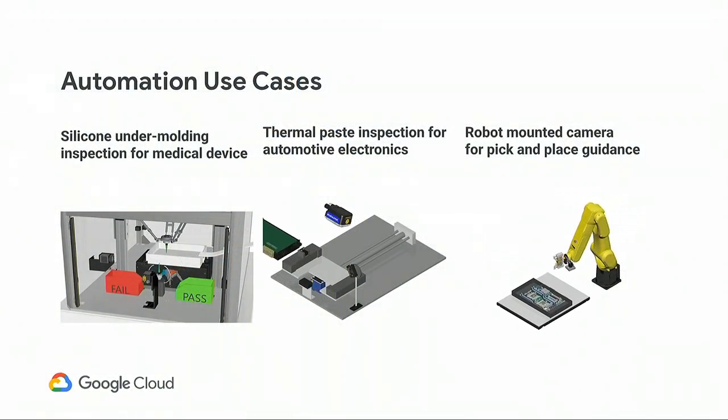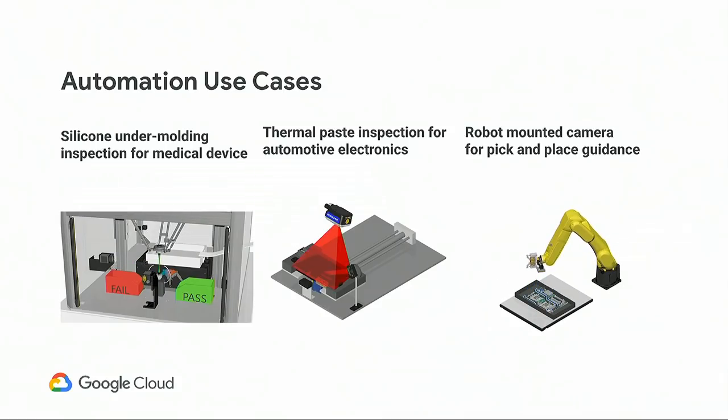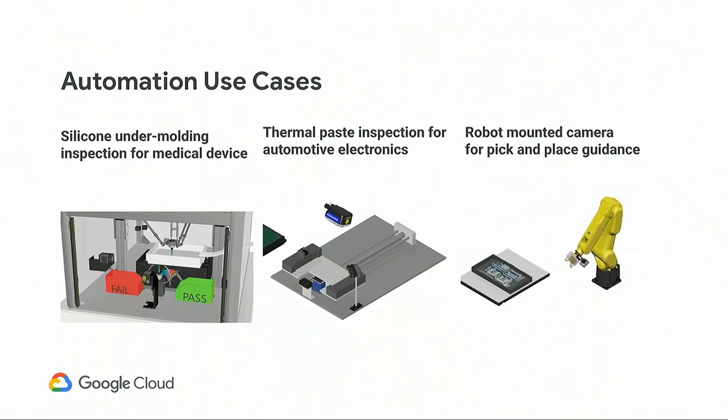The second example is an automotive application. This is an electronic device that goes into vehicles, and there's a process that requires thermal paste being applied to this product before it goes into the automated machinery. And so we decided to use an all-in-one smart camera for this application to detect that thermal paste and give the robot the okay to go ahead with the operation.